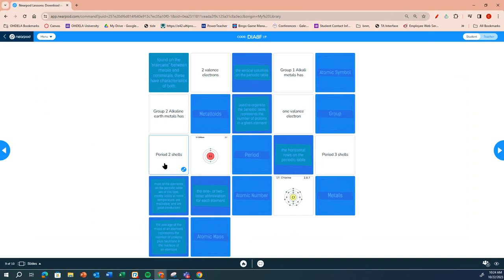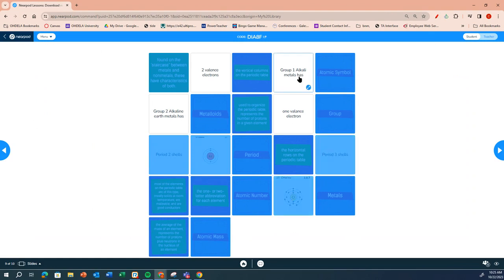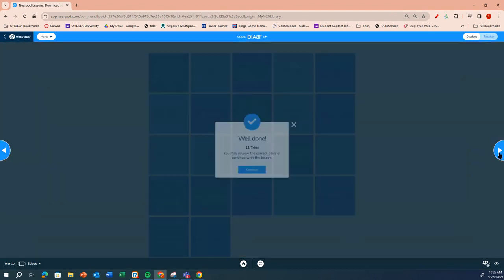Period 2 has 2 shells. So lithium has 2 shells. Period 3 has 3 shells. Chlorine has 3 shells. Group 1, alkali metals, have 1 valence electron, and group 2 alkaline earth metals have 2 valence electrons.